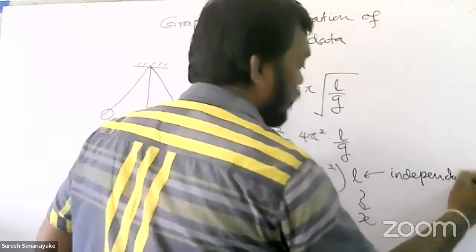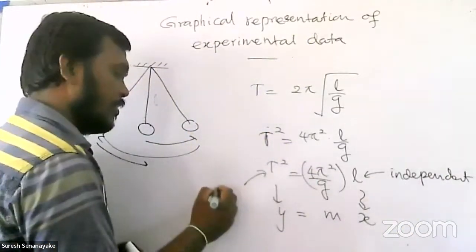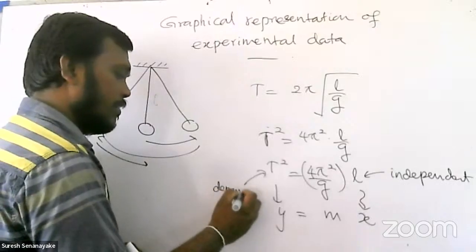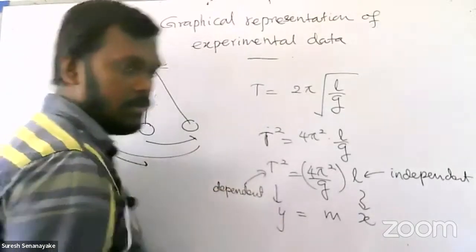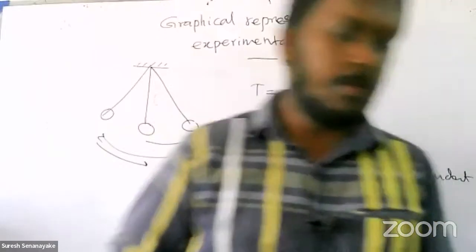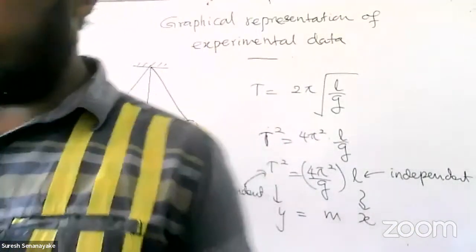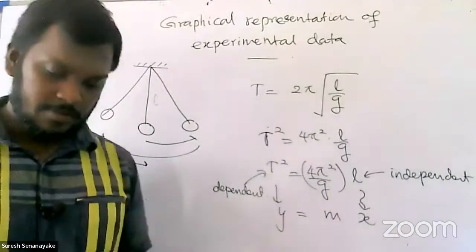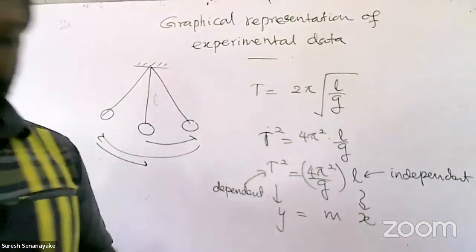Independent. And this is the dependent. Then independent and dependent variables. Clear? Okay. Then next slide.